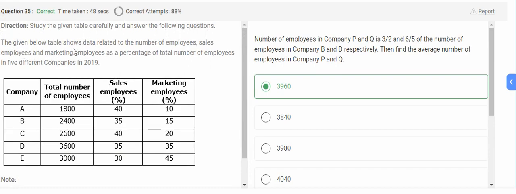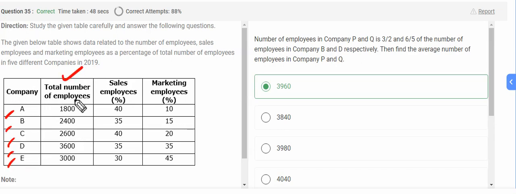Okay, the given table shows data related to number of employees, sales employees. There are two types of employees: sales employees and marketing employees, as a percentage of total number of employees in the 5 different companies in 2019. So this data is of the year 2019, as mentioned in the question. So we have 5 companies.